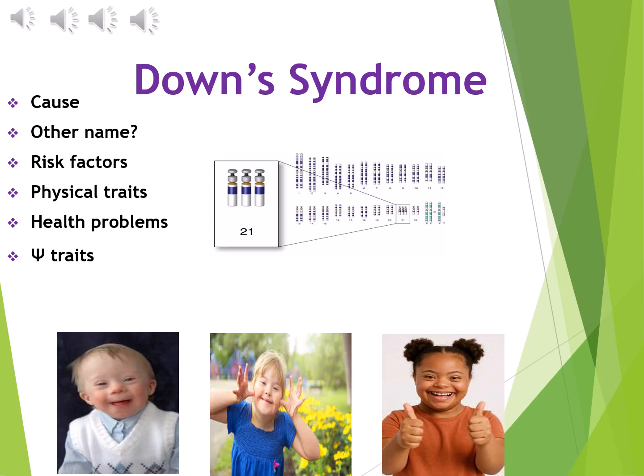Another very common problem is that they'll get Alzheimer's decades earlier than the general population. And these are just some of the health defects that are common. Now, psychologically, you can talk about the emotional nature of the typical person. They tend to be, as compared to other people in general, more cheerful, more affectionate, more happy.